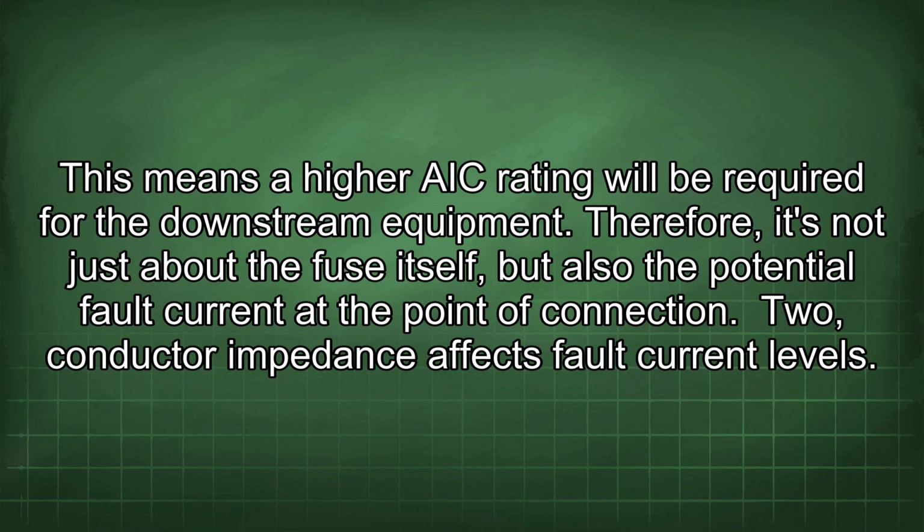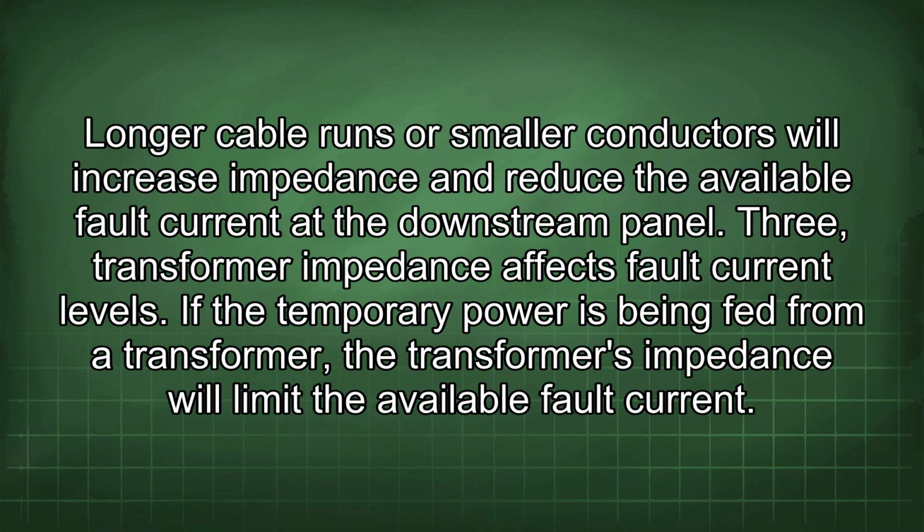2. Conductor impedance affects fault current levels. Longer cable runs or smaller conductors will increase impedance and reduce the available fault current at the downstream panel. 3. Transformer impedance affects fault current levels. If the temporary power is being fed from a transformer, the transformer's impedance will limit the available fault current.